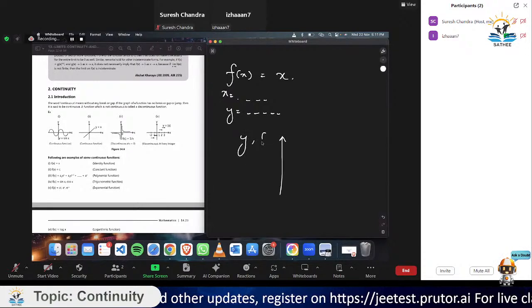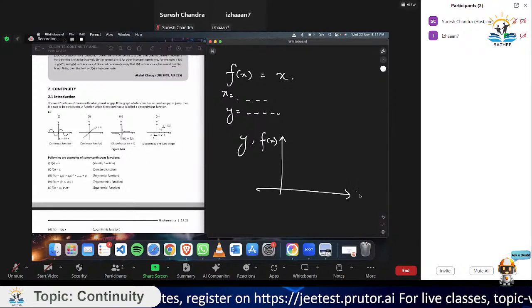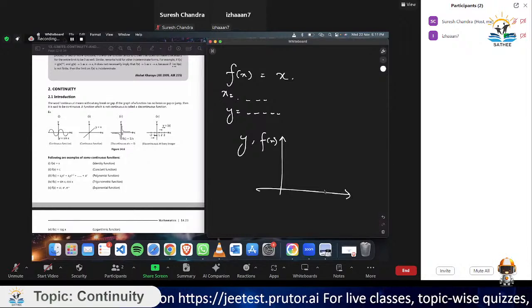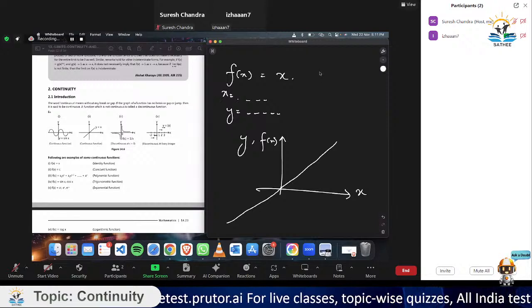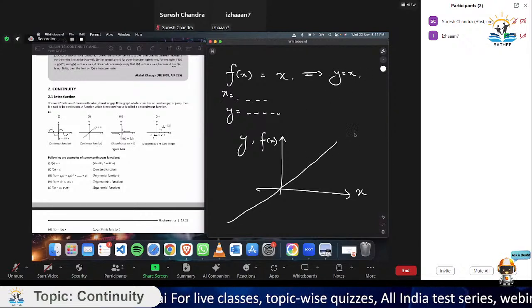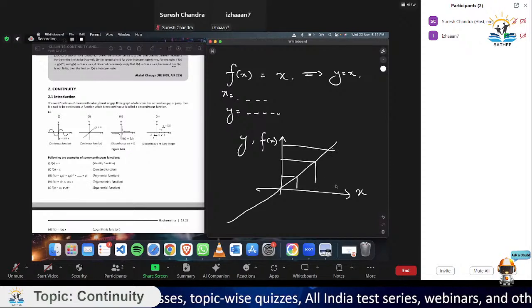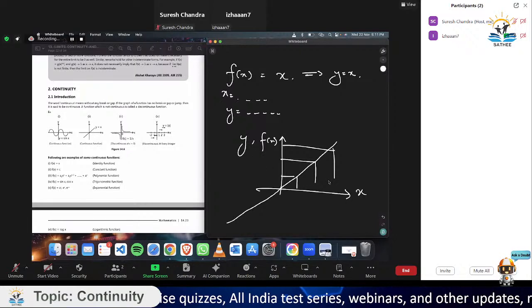So y, or f(x), you write on the y-axis, and x on the x-axis. This will be the graph for f(x) equals x. That means y equals x. So you make a graph and it will go on till infinity. Simple enough.